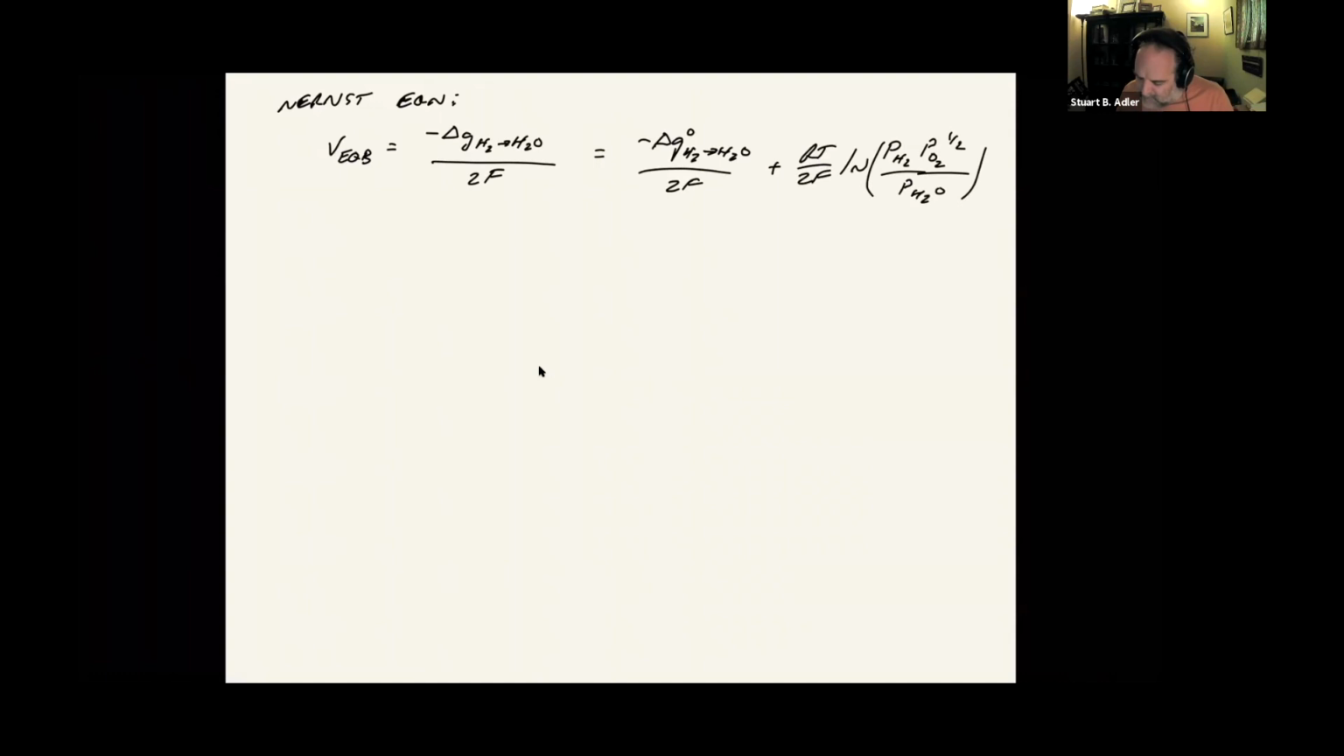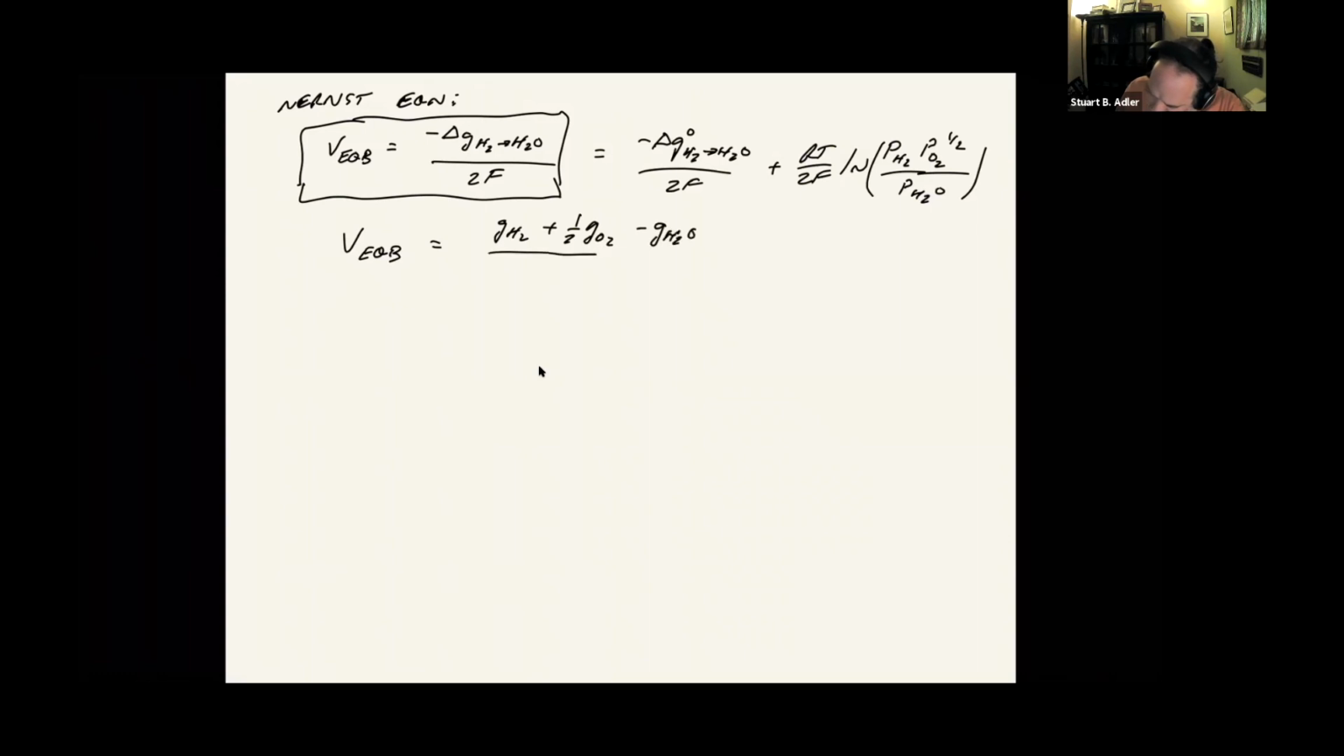So delta G0, that's what we would look up in the Barron tables at whatever temperature, and then we'd add the term for the composition of the gas. But for the moment, let's just focus on this guy. And so another way to express this is just in terms of the Gibbs free energies themselves. I could write this as literally GH2 plus 1/2 GO2 minus GH2O divided by 2F.